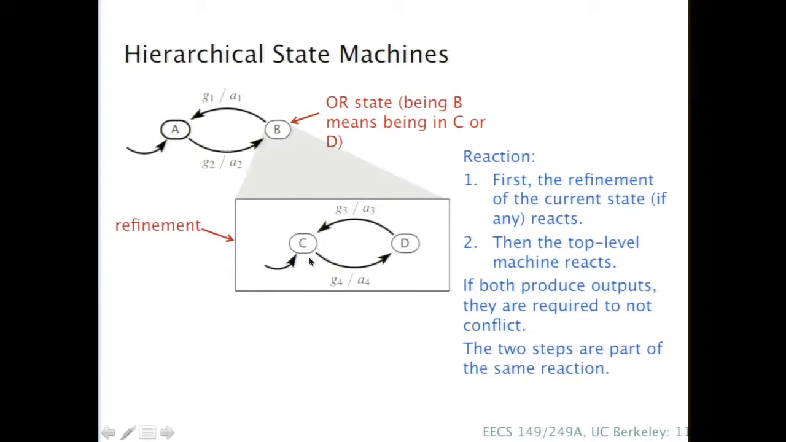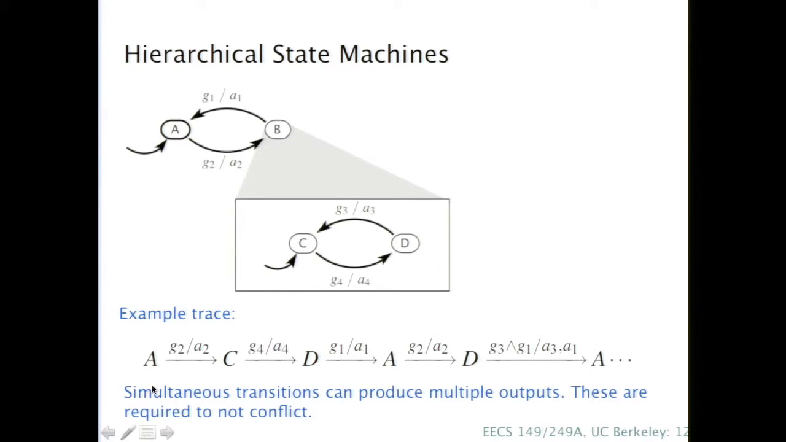Well, the refinement reacts first. I go from C to D and I produce output A4. And then the higher level state machine reacts and goes from B to A and produces output A1. The important thing here is that A1 and A4 are simultaneously produced by this state machine. They are both present on the output in this one reaction. Okay, so this is a possible sequence of reactions.